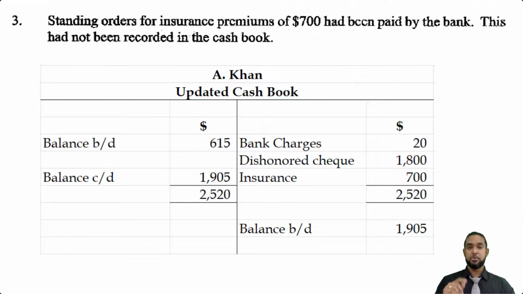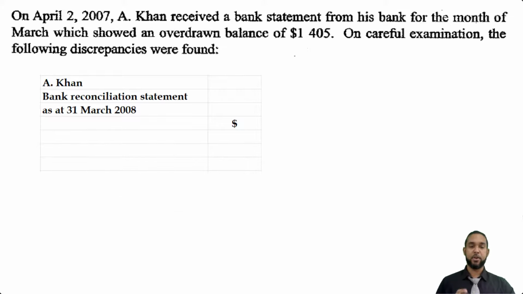Okay, let me just rearrange some stuff and pull up the bank rec very quickly. Right, so I'm going to do the bank rec two ways. Now the instruction just said prepare CAN's bank reconciliation statement as at March 31st, 08. You have both the updated cash book balance and the bank statement balance. So you can start with either one.